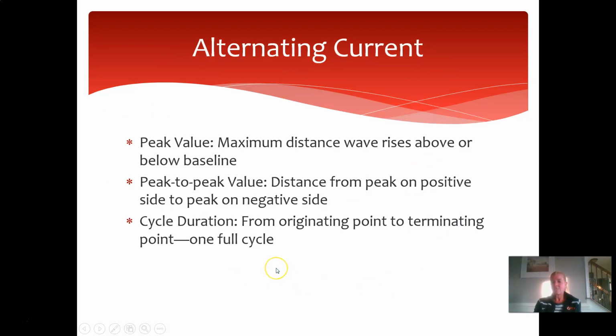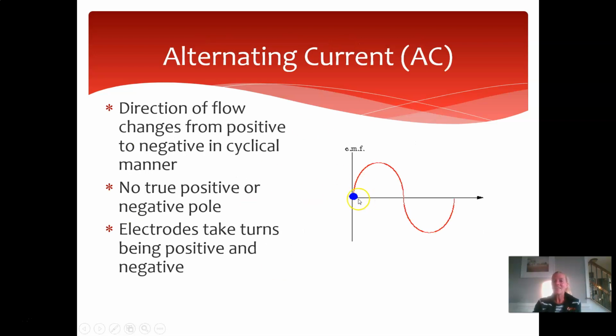Cycle duration is from the starting point to the ending point, or one full cycle. So again, one more time, back to the previous slide, this would be the cycle time. This would be one cycle. Starting point at this blue dot, it goes positive, it goes negative, this would be the ending point, and then it would start over again.